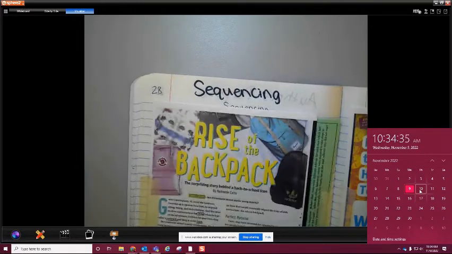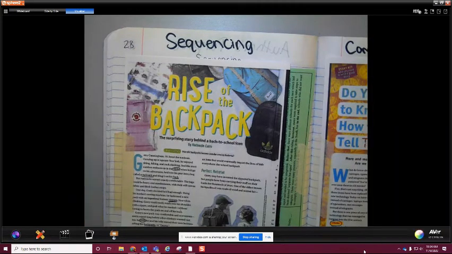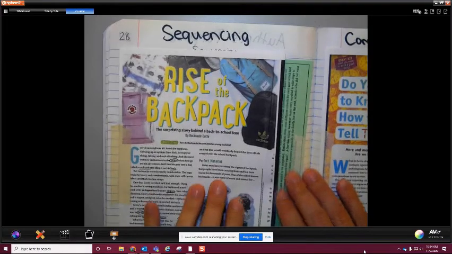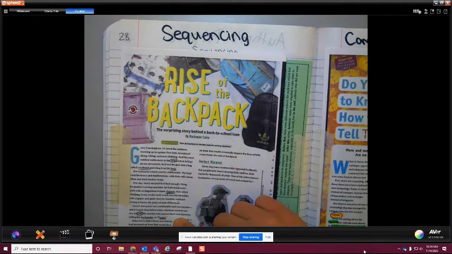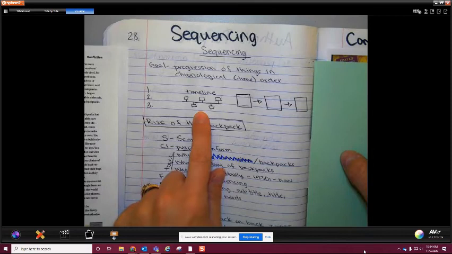So what we're doing today is putting together all the things that we have done in reading and writing. We've talked about the different styles of writing, information pieces. You can do sequencing, and all this is in Schoology, and I'll show you that in a second. With sequencing, we did the Rise of Backpack. We talked about how to annotate for sequencing, and what sequencing is.